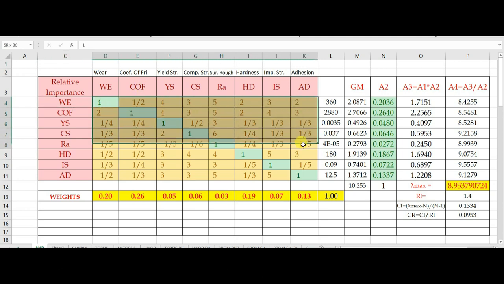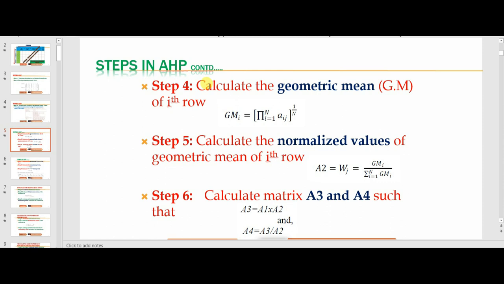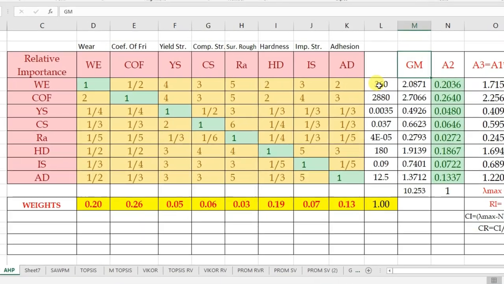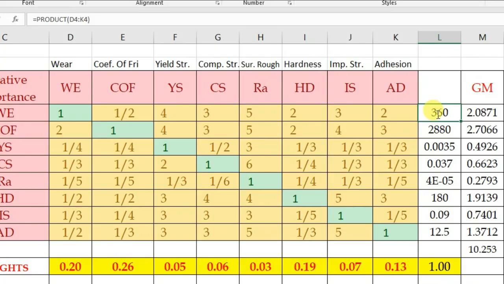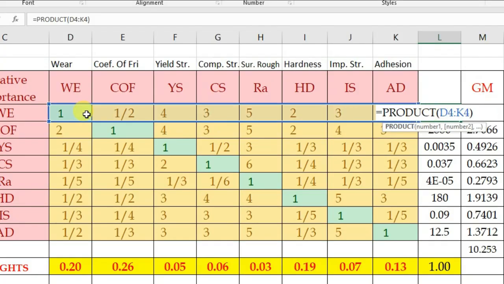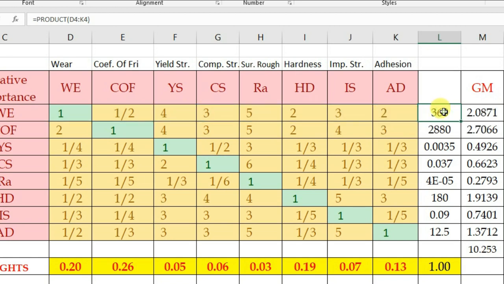Once we decide this relative importance, then we have to go to the next step. The next step is to calculate the geometric mean GM of the ith row. Now let us see how to use Excel for this. Before calculating the geometric mean, I have calculated these values. Now see, the formula for this is the product of all these. So the product of all these values is this particular cell. So this particular cell is nothing but the product of all this.